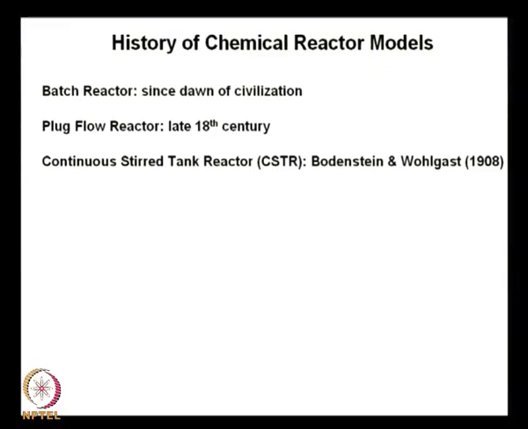What the CSTR did is combine the advantages of the batch reactor, the portability and the fact that it requires less space, with the advantage of the plug flow reactor, which is the continuous outflow and inflow. And this was not there before; it came in 1908. I said this just in the last class. This was discovered by two German scientists, Bodenstein and Wolgast, in 1908.